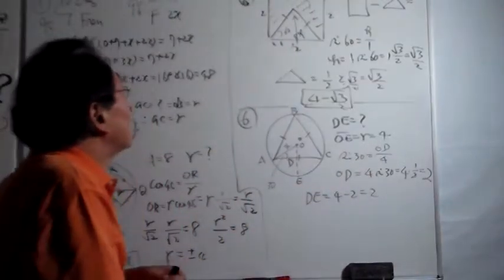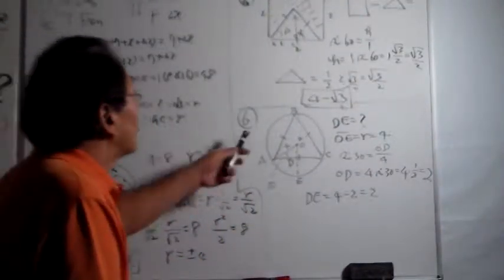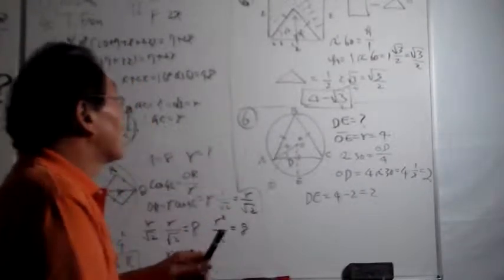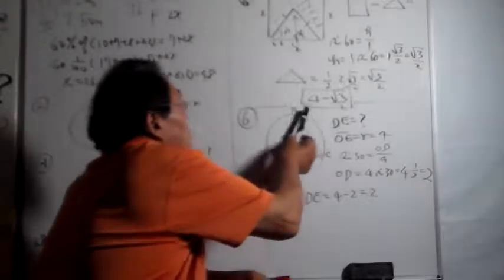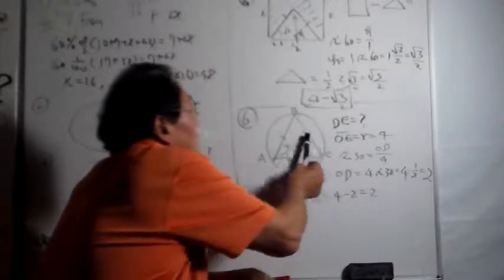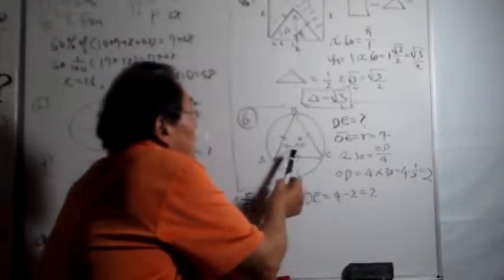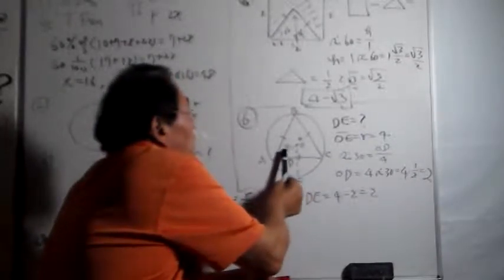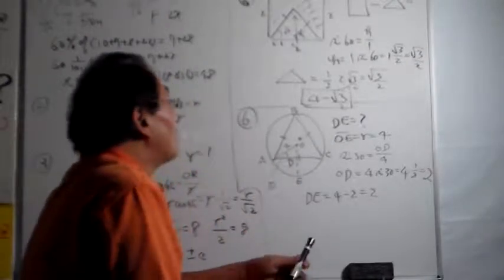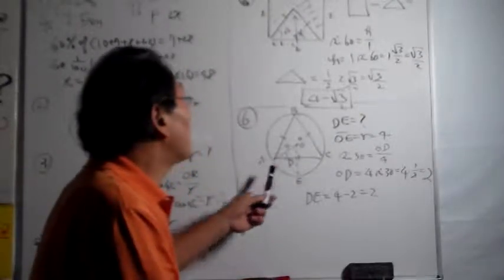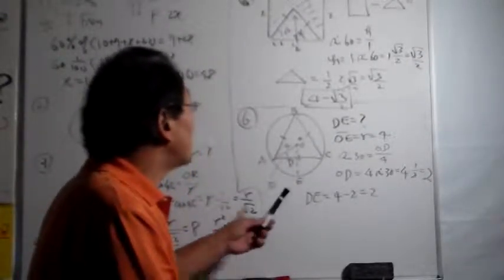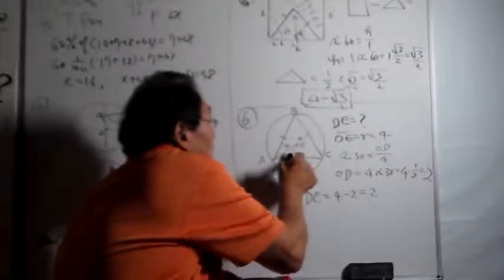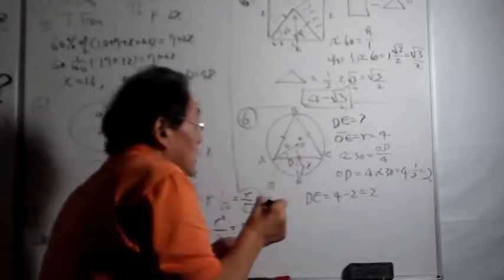Okay, next one is this. It doesn't show on your picture, but I'm going to explain it to you. This is a circle, and this is the equilateral triangle inscribed in there. This is the center. They say the radius is 4, OA is 4. The question is, what is the length of DE, right here?